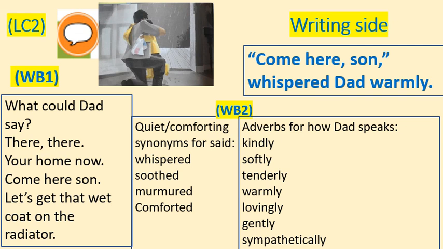My sentence for learning chunk 2 is going to have some dialogue in it, and it's going to tell me how Dad speaks. So I've chosen from my "what would Dad say" word bank 1 side, "Come here, son." And notice I've put it into speech marks, inverted commas, because it's what Dad actually says. And then I've said, whispered Dad warmly. So he said, "Come here, son," whispered Dad warmly.